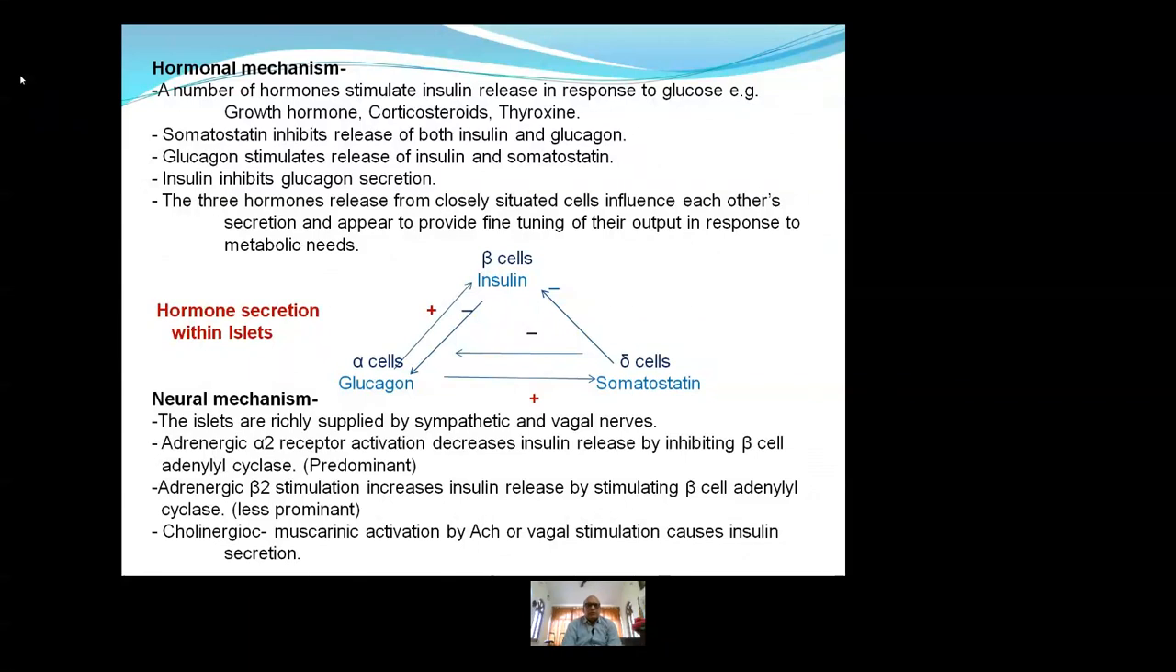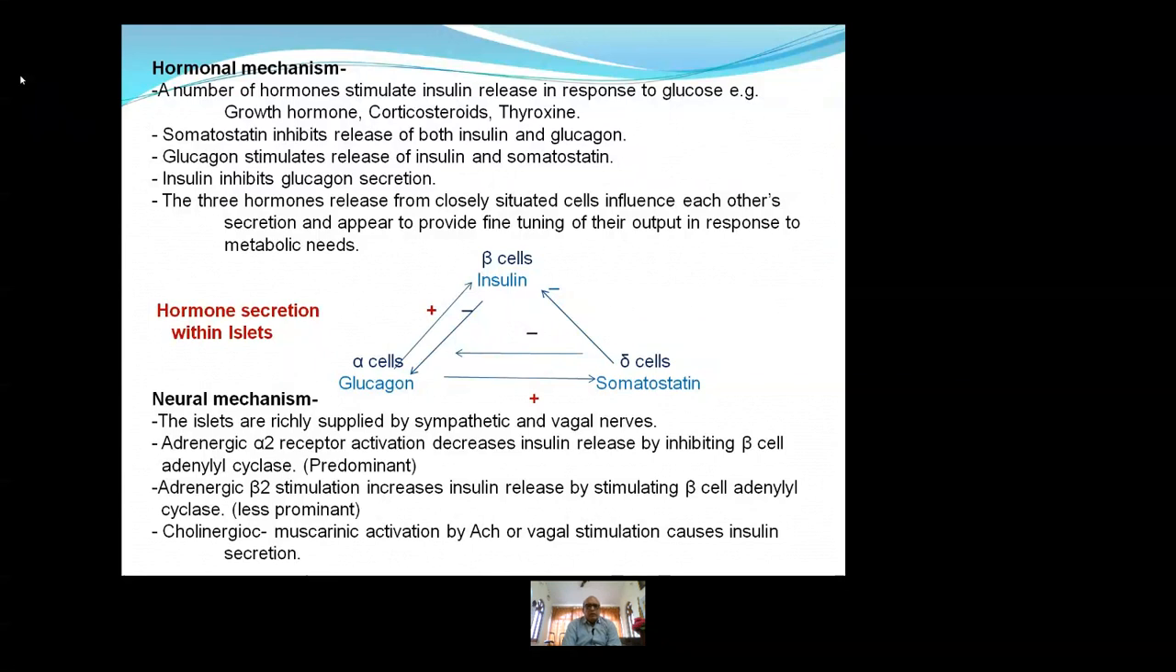This shows hormone secretion within islets. It shows somatostatin inhibits release of both insulin and glucagon. Glucagon stimulates release of insulin and somatostatin, and insulin inhibits glucagon secretion.